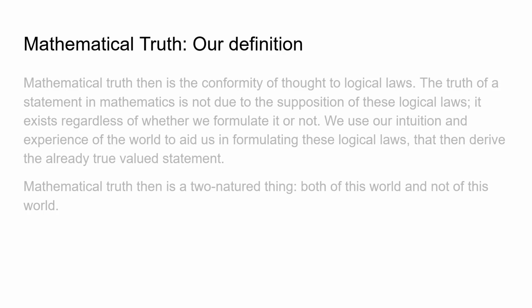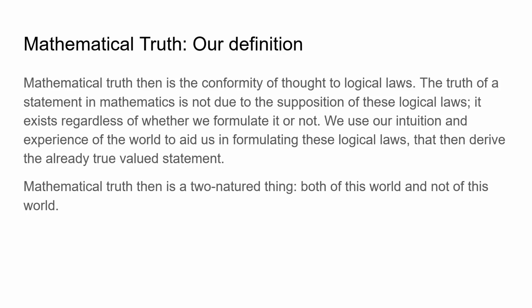So mathematical truth then is going to be, at least for our definition, the conformity of thought to logical laws. So the truth of the statement in mathematics isn't due to the supposition of the laws. The laws already exist. They exist whether we formulate them or not. We use our intuition and the experience of the world to aid us in formulating these laws. So mathematical truth then is a two-natured thing, both of this world and yet not of this world.